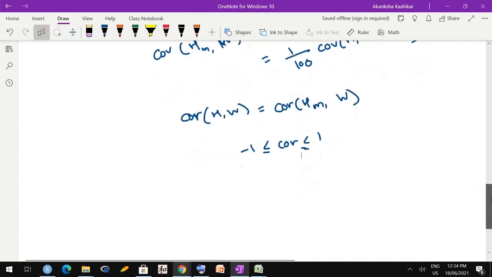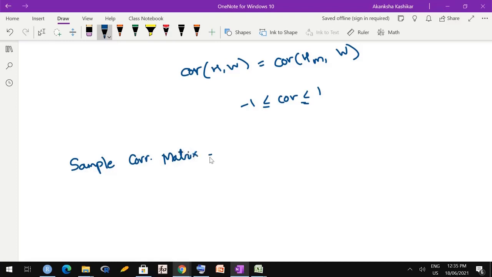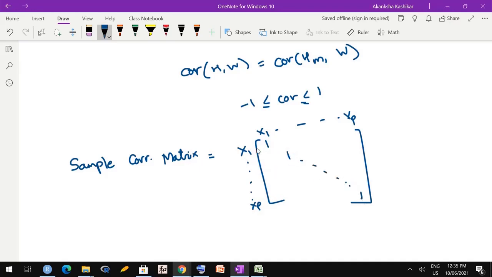And just like we had a dispersion matrix, we would have a correlation matrix. So we would have a sample correlation matrix for multivariate data. Here again I would have say x1, x2, xp and x1, x2, xp. So correlation of x1 with x1 would be 1. Correlation of x2 with x2 would be 1. So the diagonal would always be 1.